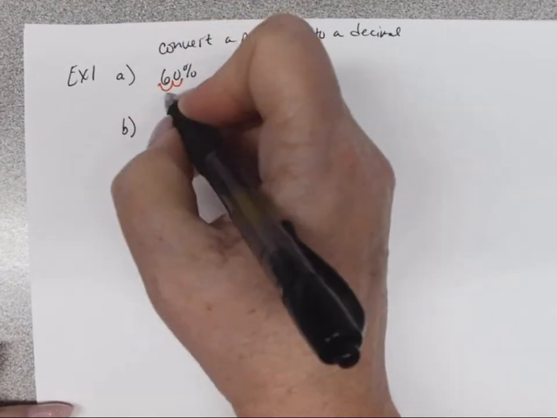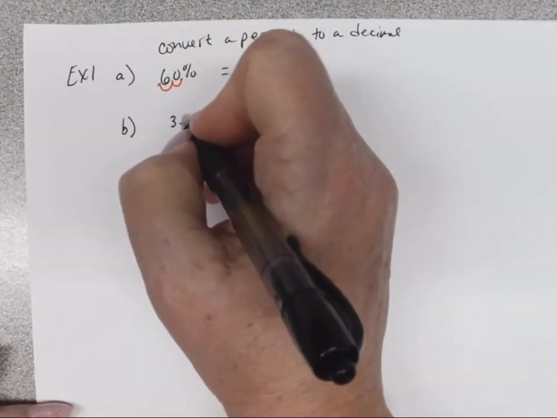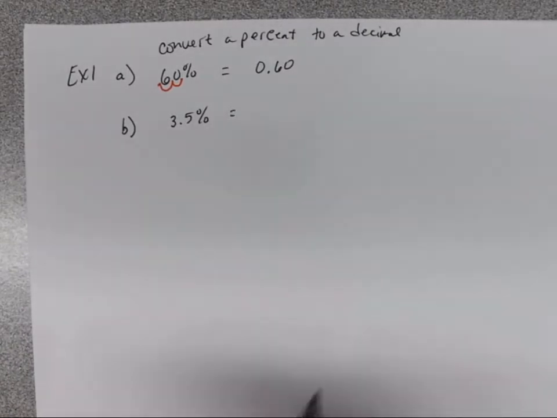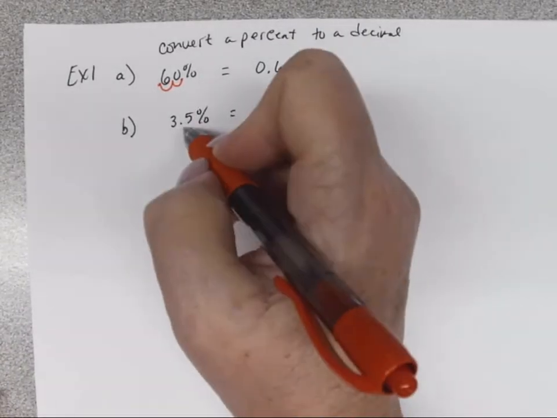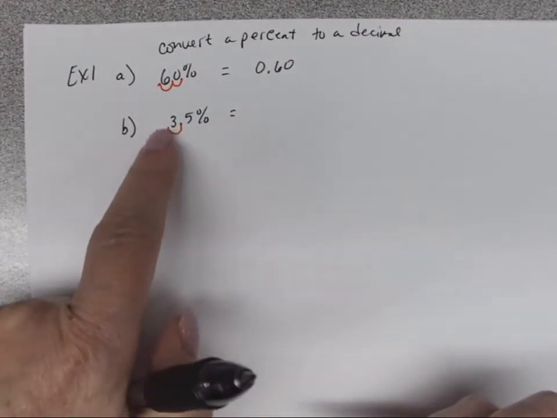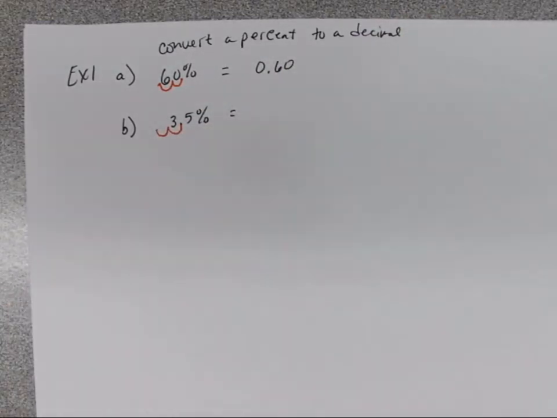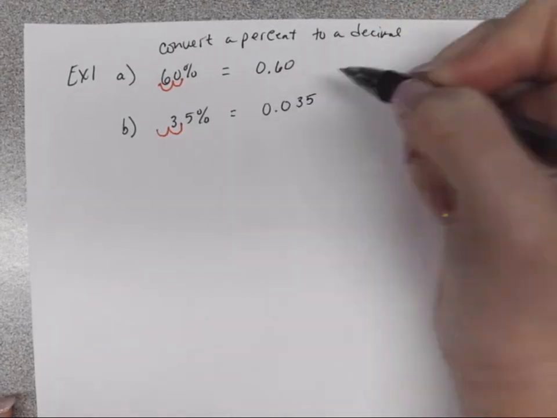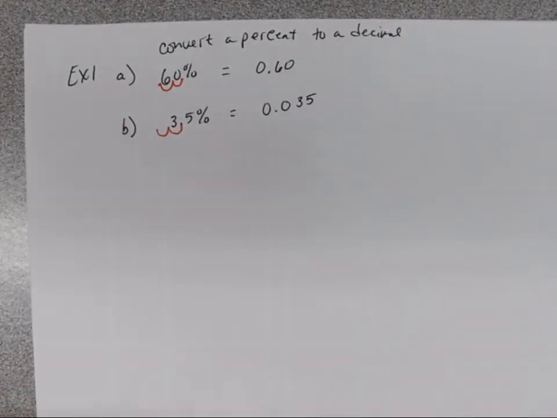So for part B, if we have 3.5%, again, we're moving it 2 places. We can see the decimal this time, so we're still going to move it 2 places. That means we're going to insert a 0 in front of that 3. So we will end up with 0.035, and dropping that percent sign again.